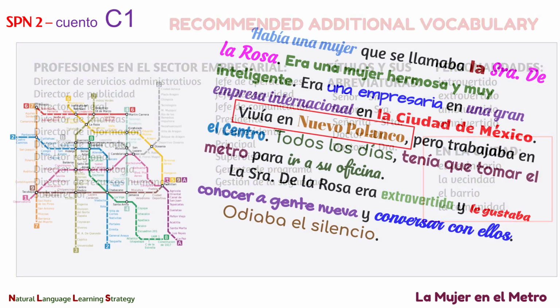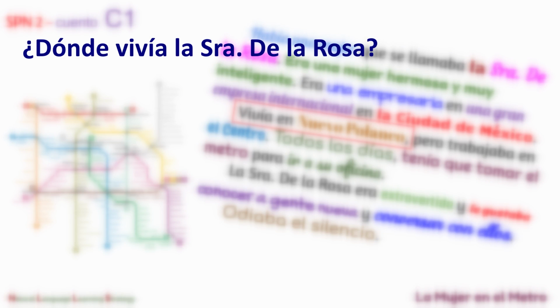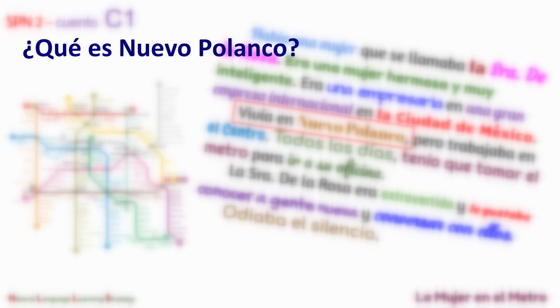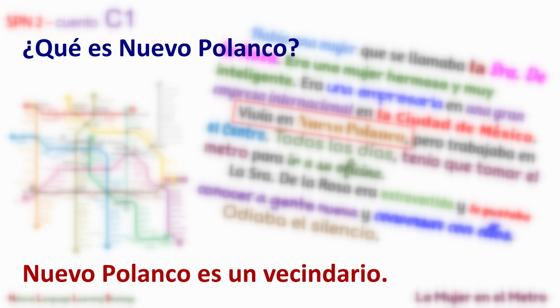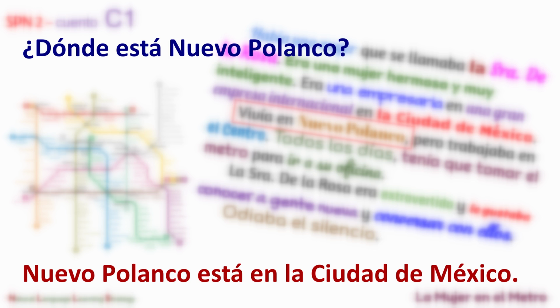In your story, we could ask, ¿Dónde vivía la Señora de la Rosa? Where did La Señora de la Rosa live? La Señora de la Rosa vivía en Nuevo Polanco. ¿Qué es Nuevo Polanco? Nuevo Polanco es un vecindario. ¿Dónde está Nuevo Polanco? Where is Nuevo Polanco? Nuevo Polanco está en la Ciudad de México.